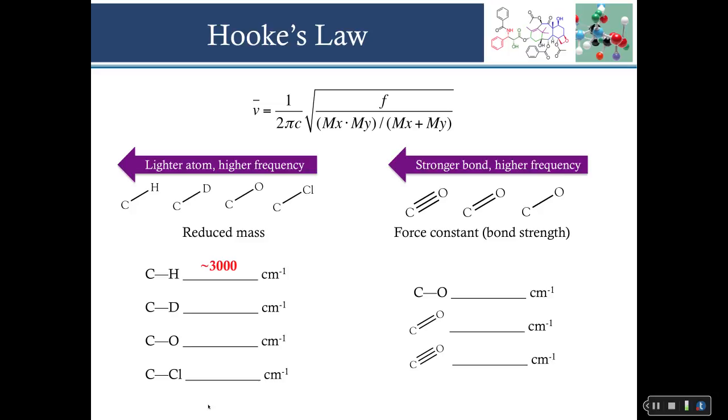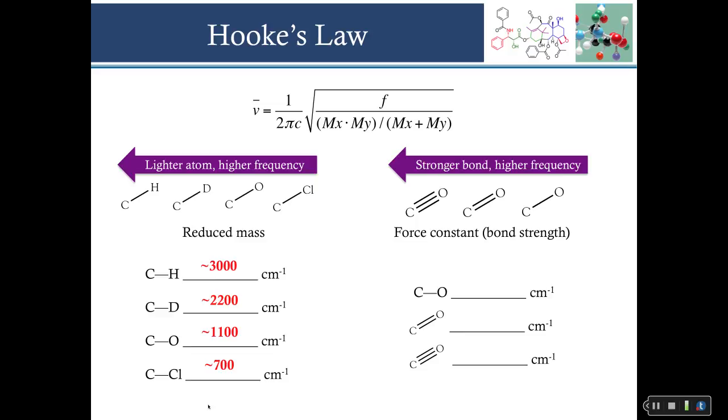But as you move from a carbon-hydrogen bond to a carbon-deuterium bond, the observed stretching frequency drops in energy considerably, now only 2,200 wave numbers. And as you go from deuterium to oxygen, now oxygen is 16 atomic mass units, 1,100 wave numbers. And chlorine, now 35 atomic mass units, we're talking 700 wave numbers. So the mass at the end of a spring really impacts the observed stretching frequency.